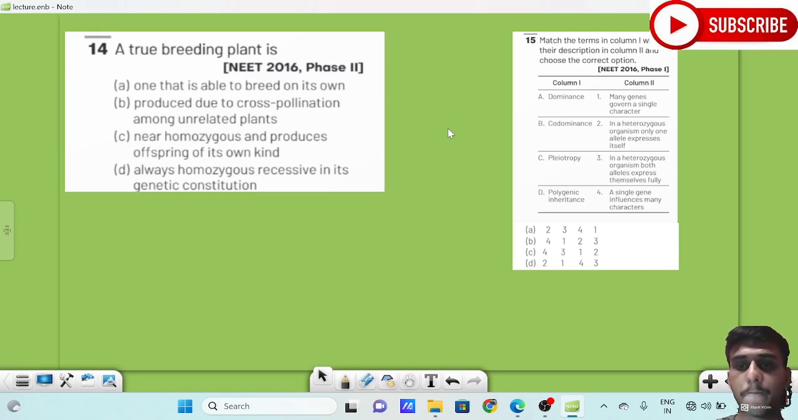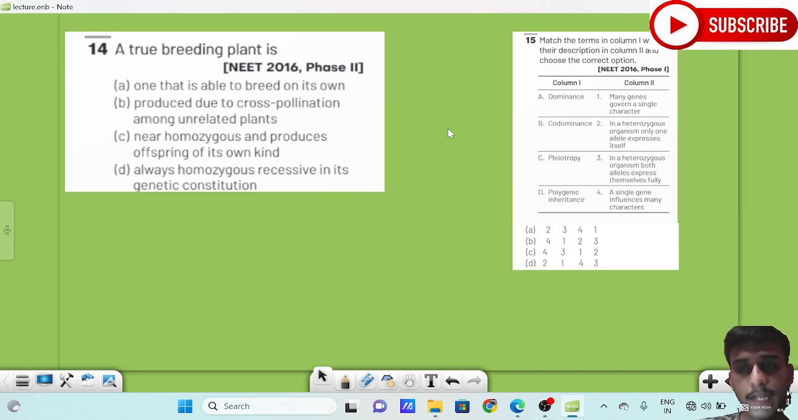Pleiotropy. Option number 4. A single gene can influence many characters. A single gene has more than one phenotypic effect. Okay. We have also said it in the example of phenylketonuria. Phenylketonuria is an example of pleiotropy. If the PAH gene is mutated, the entire pathway will be blocked. This is an example of pleiotropy.